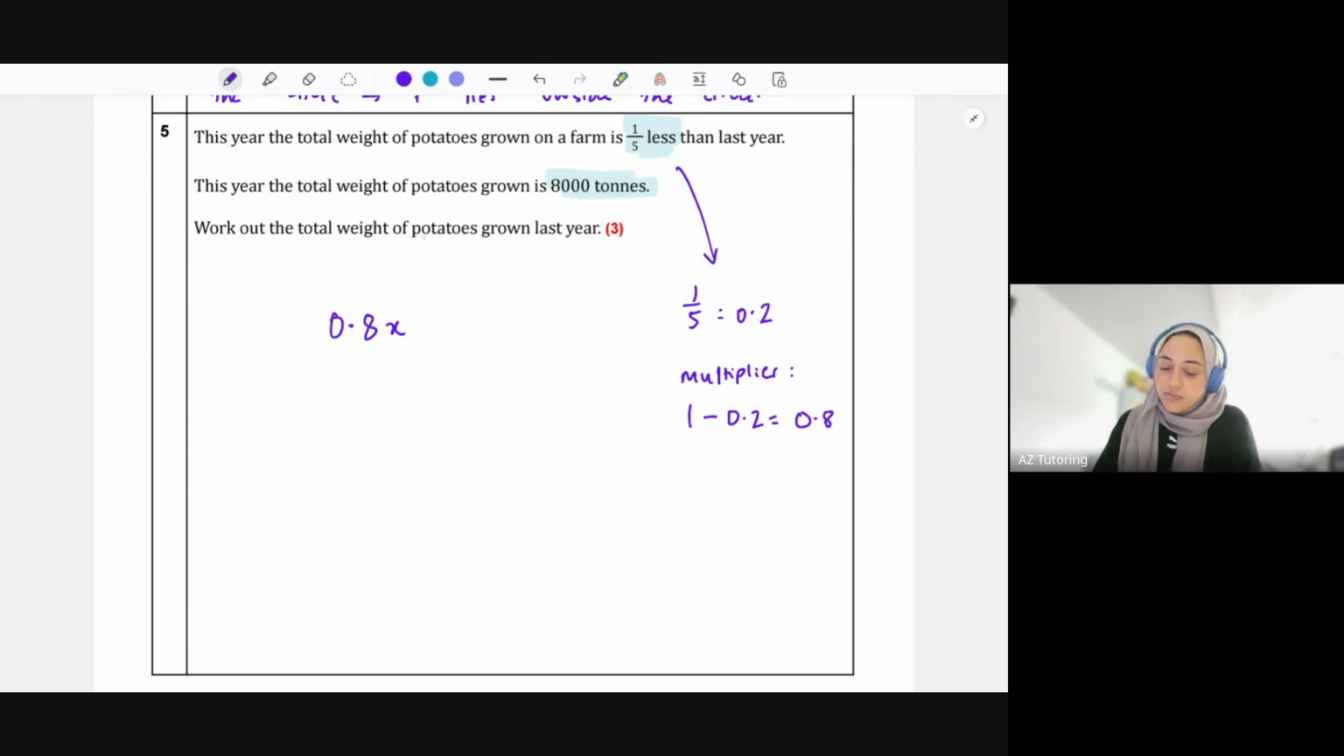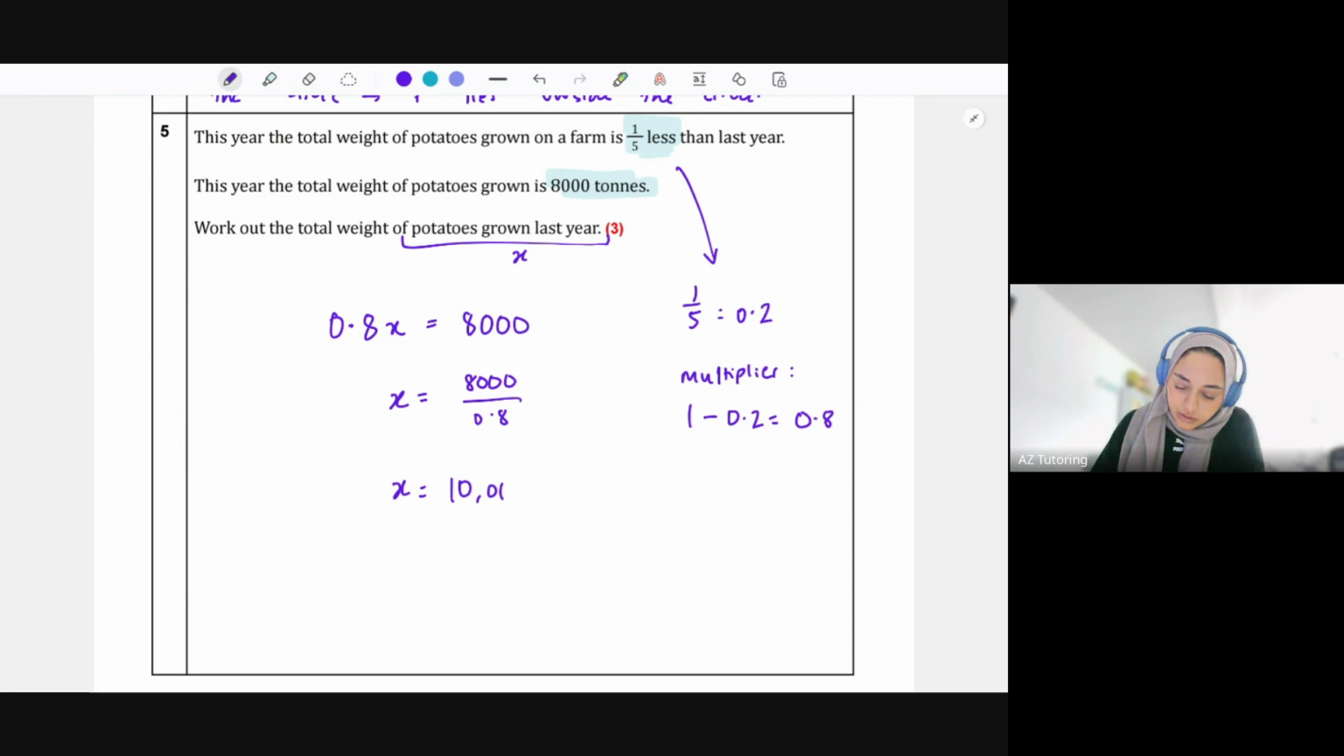So this potatoes grown last year, I've called this x. So what I've basically just said here, 0.8 times the number of potatoes grown last year, because it's 1/5 less, i.e. 20% less, is going to equal 8,000 tons. So this is what we need to solve to be able to find out the total weight. To get x by itself, I'm going to divide by 0.8. So 8,000 divided by 0.8, just to get rid of that. Putting that in the calculator, we get 10,000 tons, which makes sense.